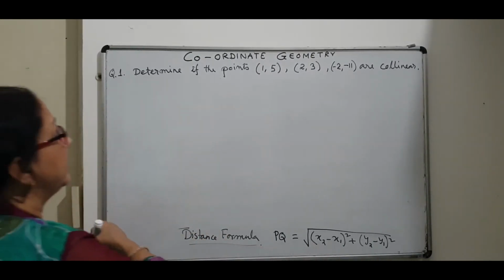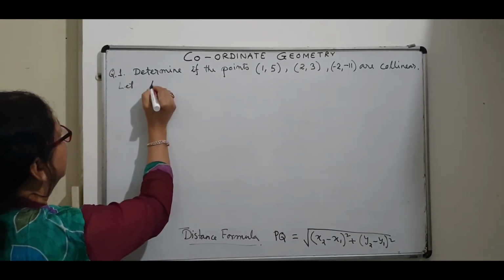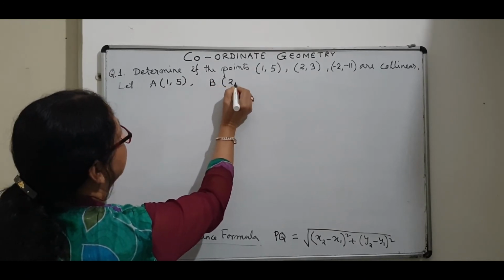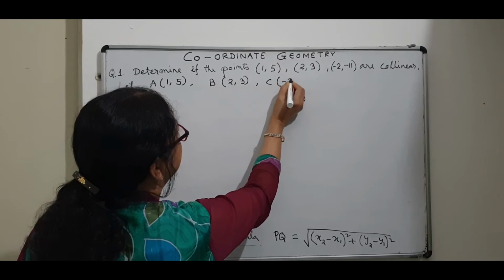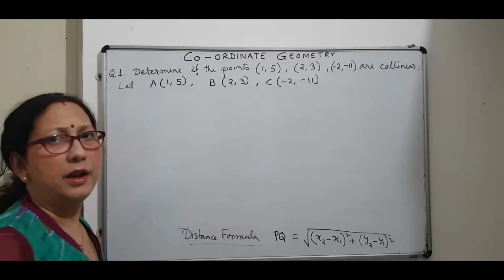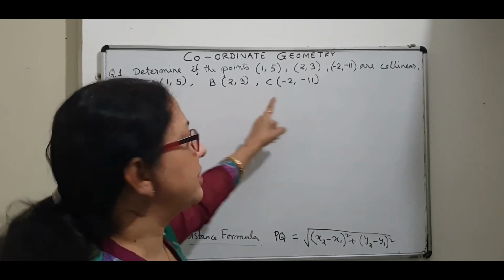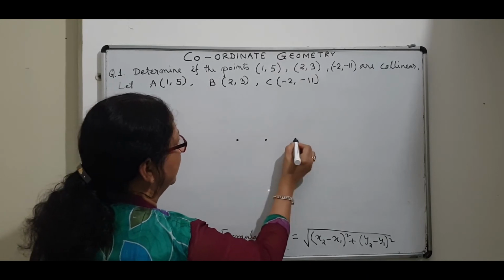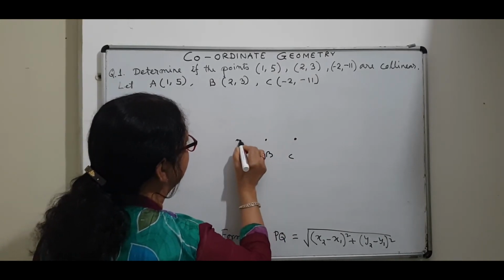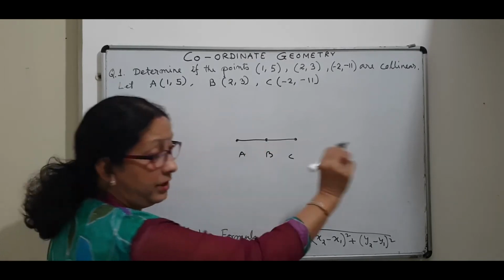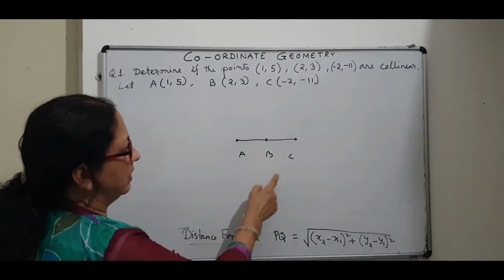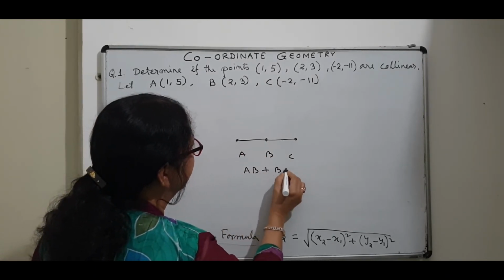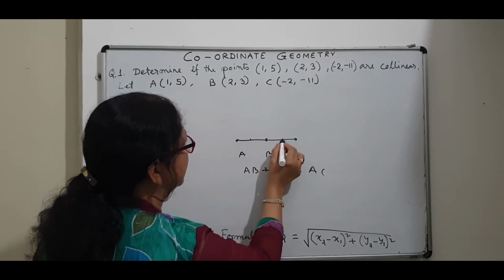So first of all, we give names to the points. So let A be (1, 5), and B be (2, 3), and the third point we take is C, (minus 2, minus 11), that we have taken. Now you see, for determining if the 3 points are collinear or not, we have to understand some basic concept. Suppose 3 points A, B, C are collinear. Collinear means the points lie on a straight line. So if 3 points are collinear, then obviously the sum of two segments, that is AB plus BC, will be equal to AC. Obviously this plus this will be AC.